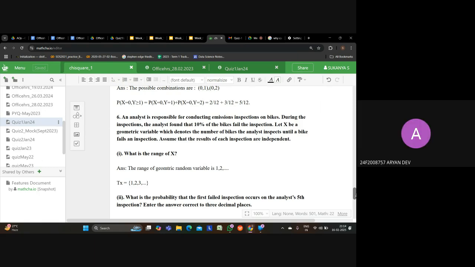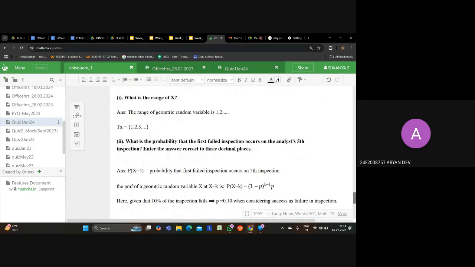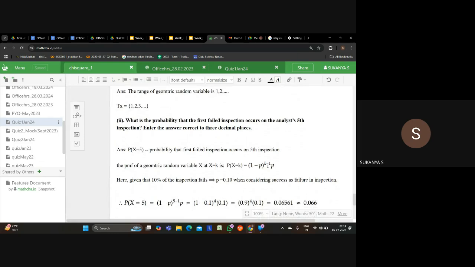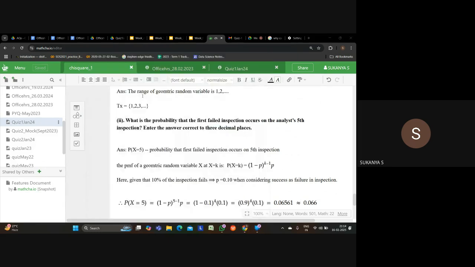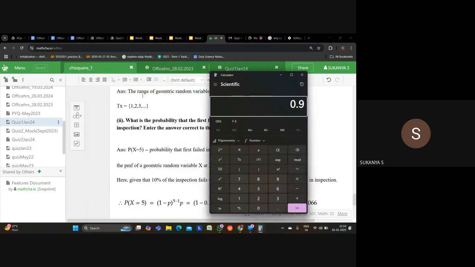And the formula is also already known. So it's 1 minus p raised to k minus 1 into p. So you get 0.9 raised to 4 into 0.1. So it's 0.065 or 0.066. Just open up a calculator and see, right? It's a simple calculation. It's 0.9 raised to 4 into 0.1, which is 0.065.